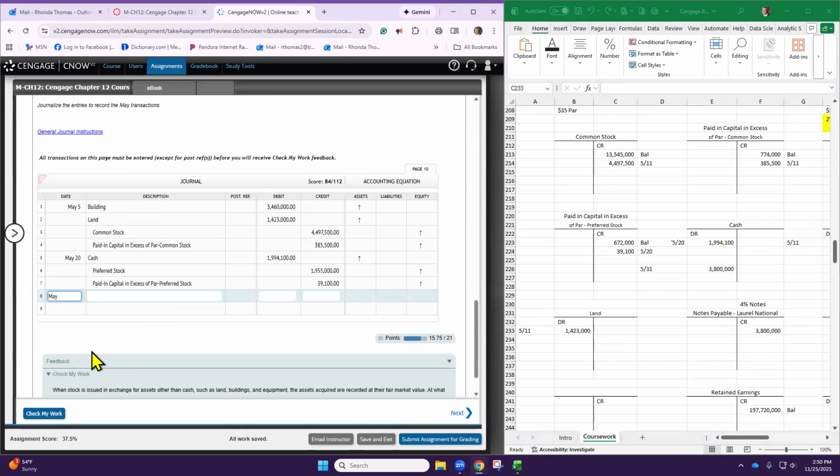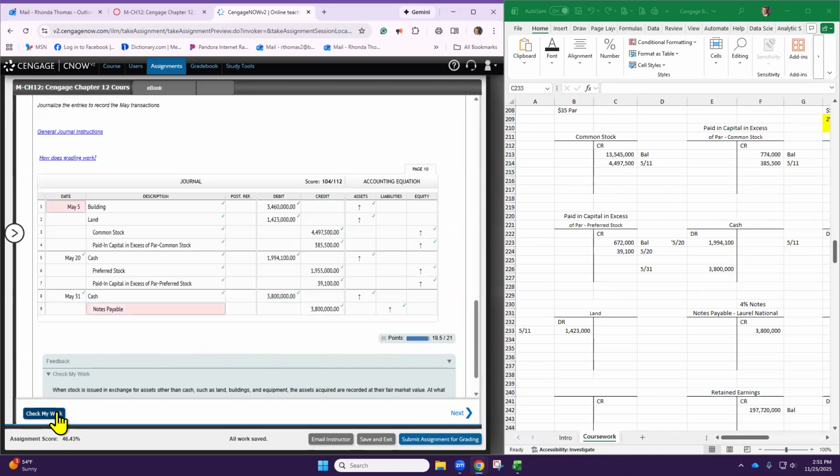Okay, so this is, right, the cash came in for 3,800,000. So they can make this expansion, and then we're going to have notes payable of 3,800,000. Okay, so I think we've got it. Let's see if it's true.